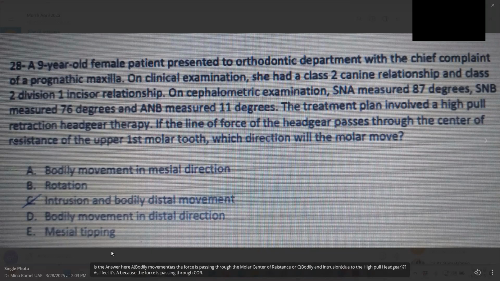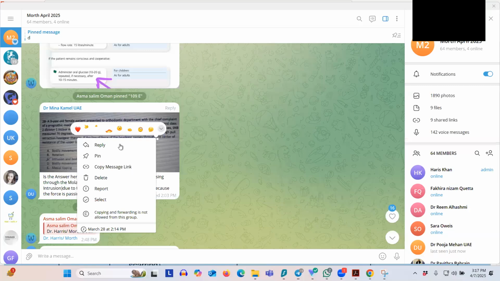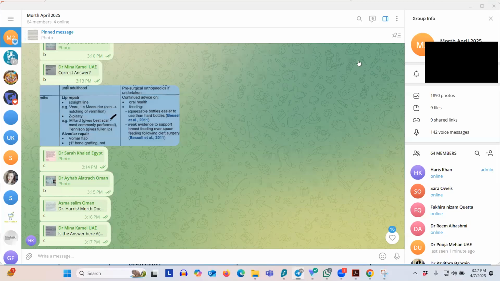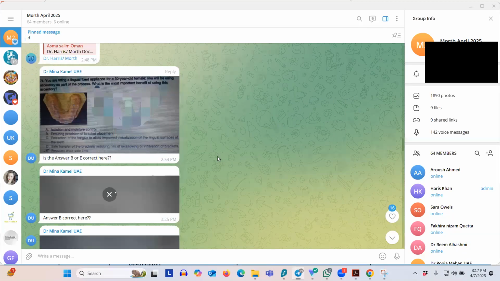Doctor, explain why intrusion. Because it's a high-pull headgear, there would be a vertical factor. Doctor, last time when I asked you, you told me it's bodily movement in this direction with some intrusion. My concern is that because it's through the center of resistance, there would be intrusion. Yes, there would be intrusion. If the force passes through the center of resistance, it's a bodily movement. If it's below, it's a crown movement. If it's above, it's a root movement. Whenever there is a high-pull headgear, there would be a vertical factor of intrusion. And when there is a cervical-pull headgear, there would be a vertical factor of extrusion. Okay, sir, so whenever there is high pull, then indirectly intrusion. Thank you for that.